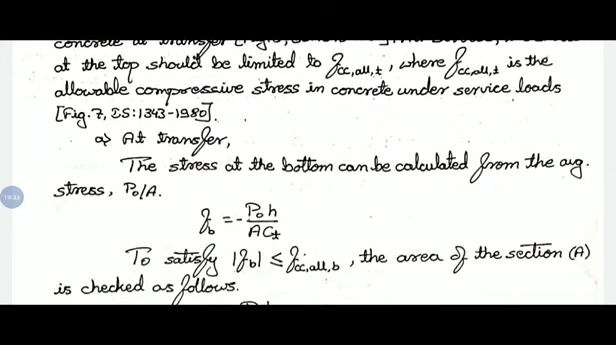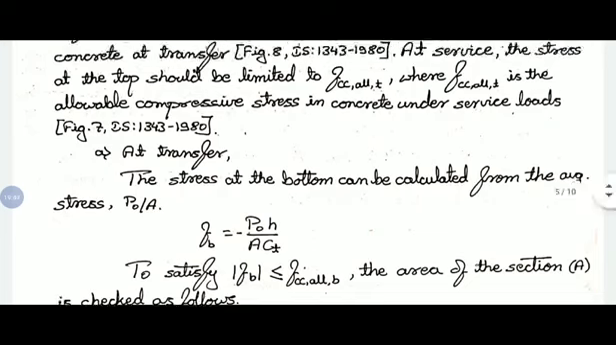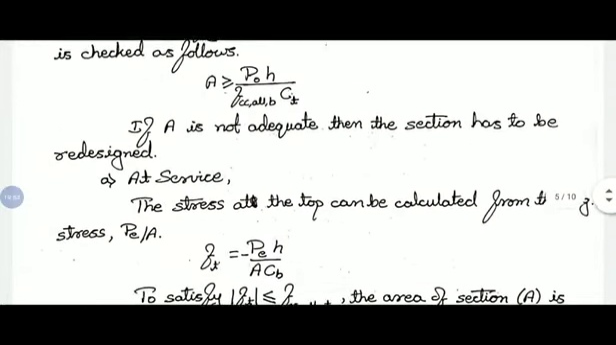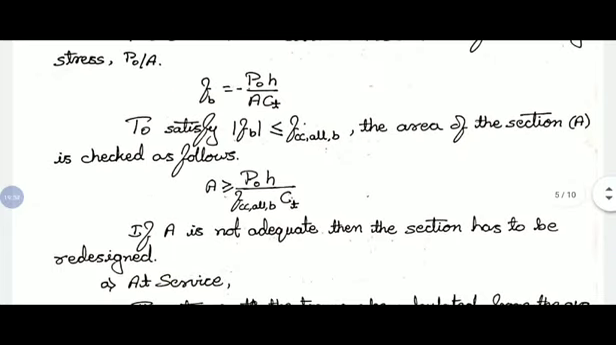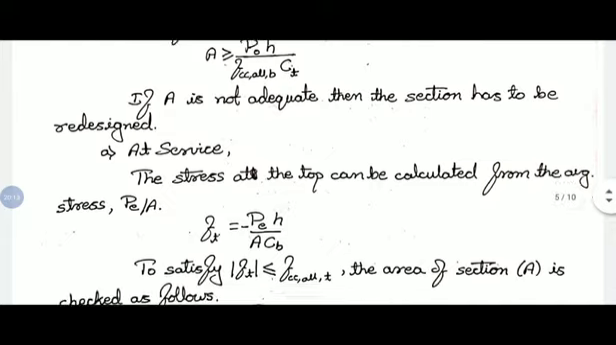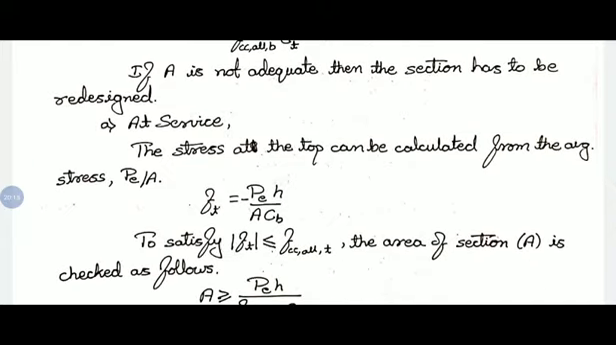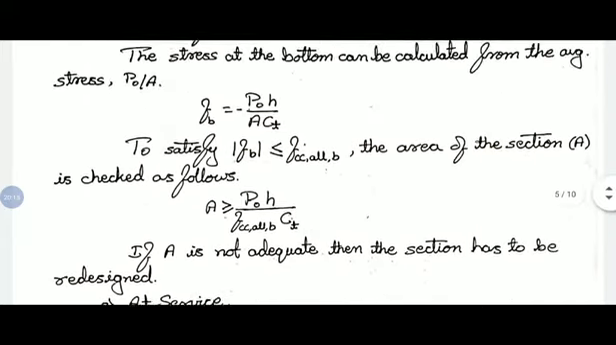So for that, stress in bottom is P0 h by A into Ct, where h is the depth of the beam and Ct is the centroidal distance from top. Here, if it satisfies the condition, A is greater than or equal to P naught h upon fcc, allowable at bottom, into Ct. If A is not adequate, then the section has to be redesigned. Same case for service, at service also the same thing.